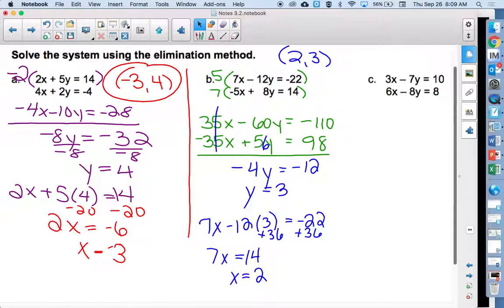So either way, you should still get the same answer because they're only going to cross at one point, no matter whether I solve for x first or I solve for y first. Questions?